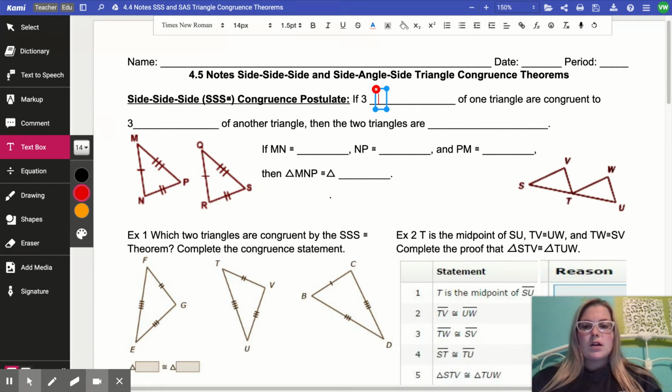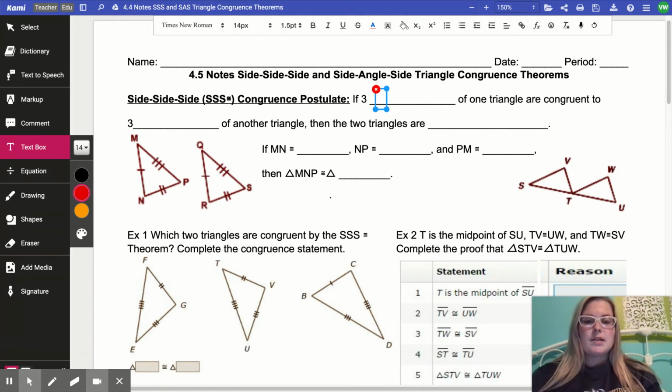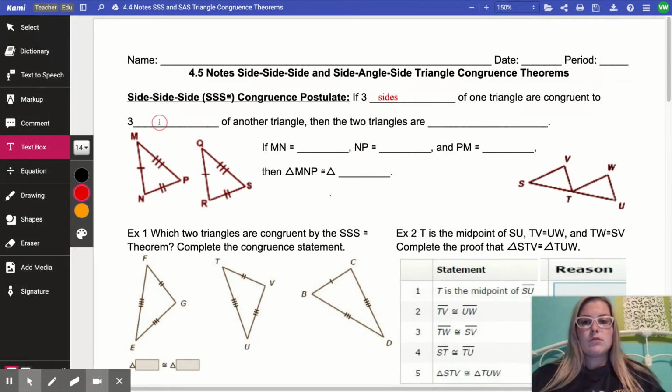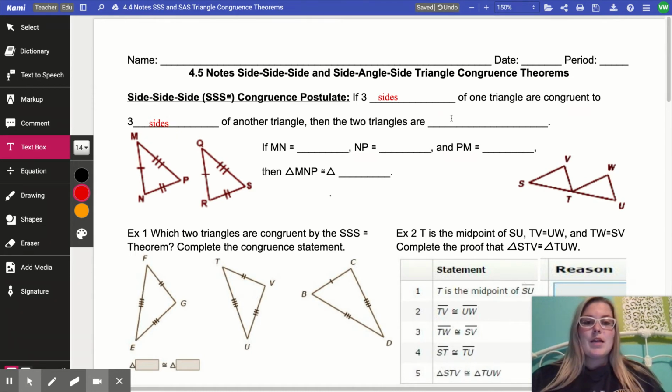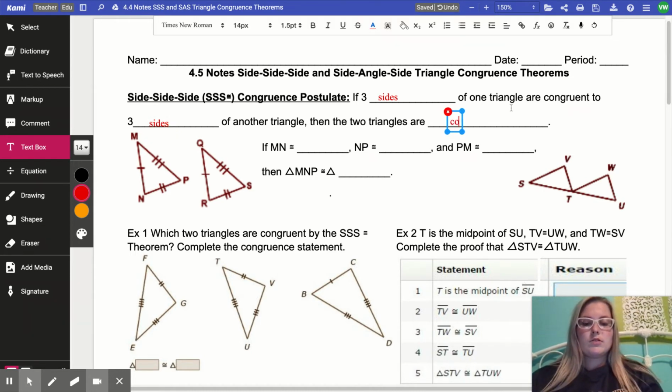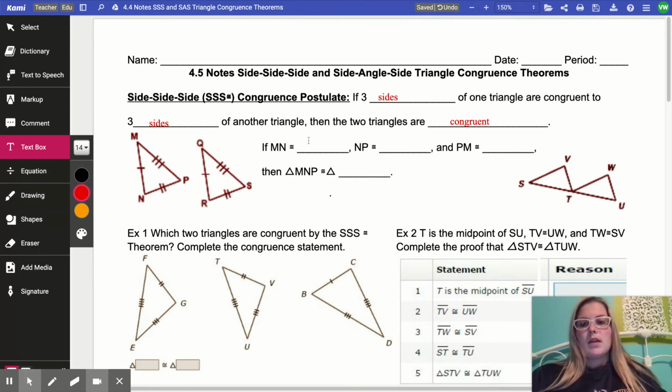All right, so we're going to start off by talking about the side-side-side congruence postulate. It basically says if three sides of one triangle are congruent to three sides of another triangle, then the two triangles are going to be congruent. I cannot spell, so there might be a lot of typos today. If three sides on one triangle are congruent to three sides of another triangle, then those two triangles are going to be the same, or equal, or congruent.